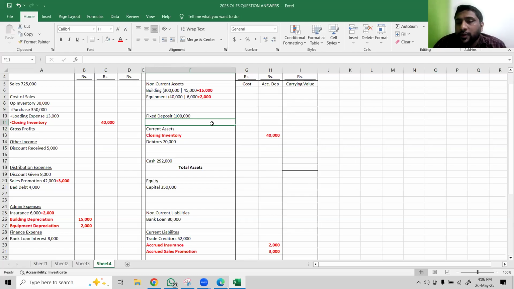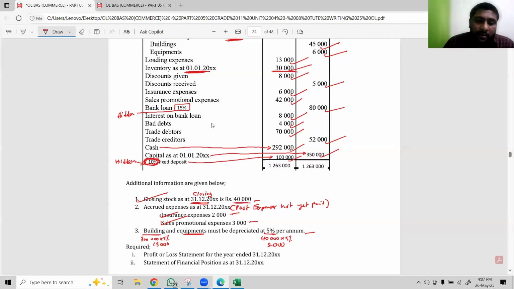Okay. So we are not done with the question, because we have two hidden adjustments. What are the two hidden adjustments? One is this 15% bank loan. The bank loan is how much? 80,000. 15% of 80,000 is 12,000.